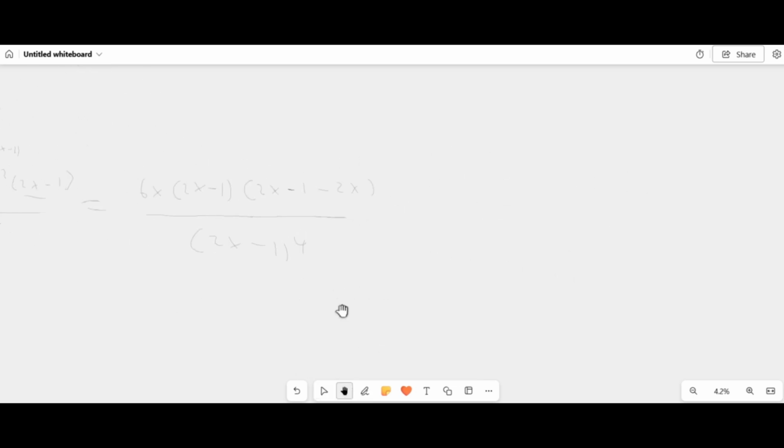And now obviously tidy that up. 2x minus 2x is 0, so it's just minus 1 times all of that. So you can just write it as minus 6x (2x - 1) over (2x - 1) to the power 4. Also, (2x - 1) cancels with the (2x - 1) to the power 4, so that's going to be minus 6x over (2x - 1) to the power 3.